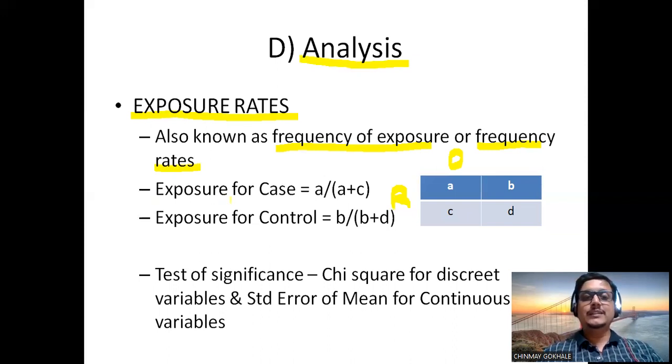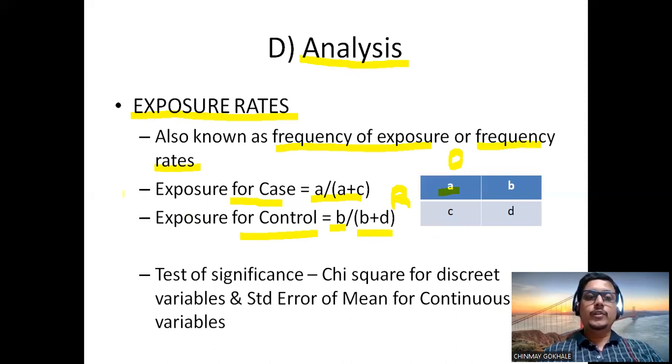Now exposure is calculated separately for cases and separately for controls. So exposure of cases is A upon A plus C. This is the A cell, and A plus C, as I told you, would be the total of cases that have been enrolled. I said that a few slides ago. Similarly, exposure for controls would be B upon B plus D, where B plus D is obviously the total number of controls enrolled in your case control study.